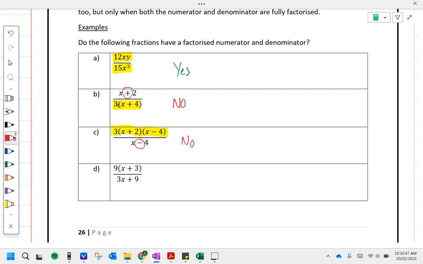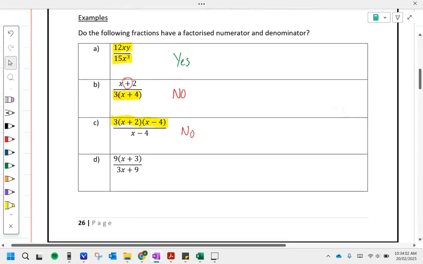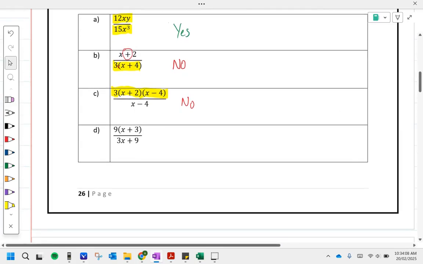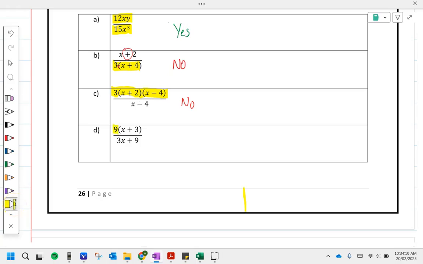What we could do, however, is if we put brackets around this, then it is factorized, because then we can say it's 1 times all of that. But for the purpose of this, we'll just say, no, that's not factorized. Not until we put brackets around it. Question D, we can see the top is factorized 9 times x plus 3, but the bottom is not factorized because of that plus sign, so this is not factorized. Again, we could put brackets around it and then it becomes factorized, 1 times all of that, but because there's no brackets, I'm going to say no, it's not factorized.